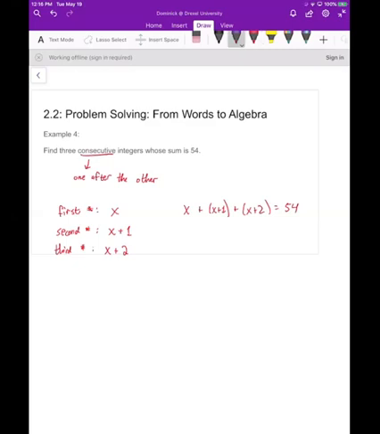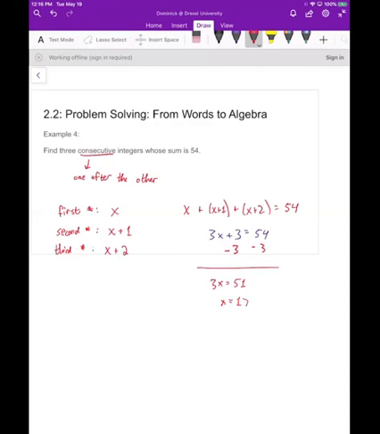Okay, so adding all my like terms, I'm going to get a 3x plus 3 is equal to 54. So let's subtract 3. And I get that 3x is equal to 51. And that should give me that x is equal to 7. Not 7, 17.